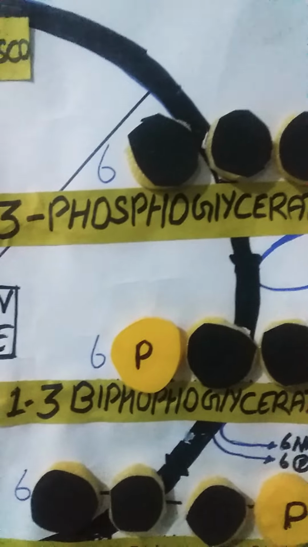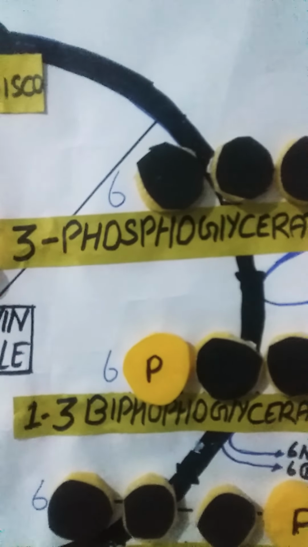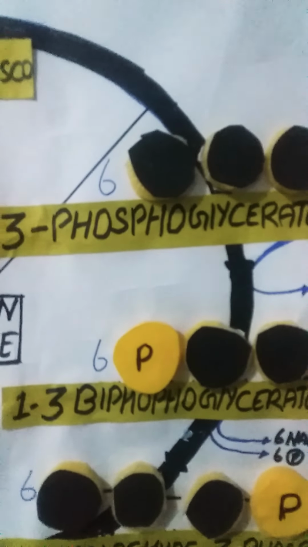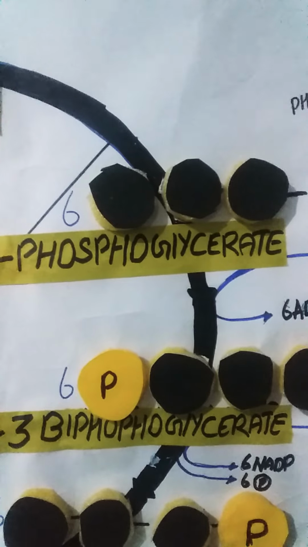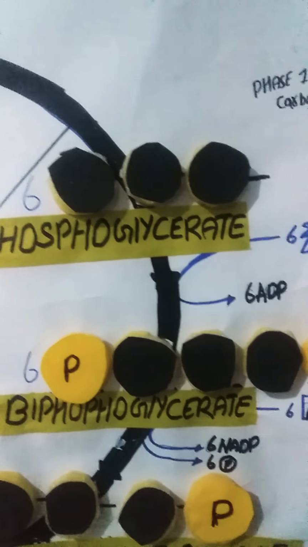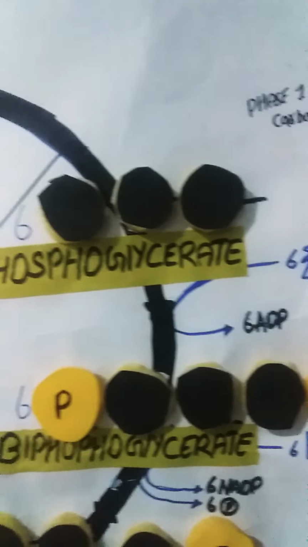phosphoglycerate. 3-phosphoglycerate means the carbon at carbon number 3 has a phosphate present. Okay, don't be confused. And a total of 6 phosphoglycerate is created at that step, and then you can see 6 ATP converted into 6 ADP, and this is the carbon fixation, must keep it in your mind.